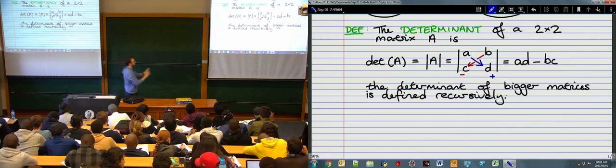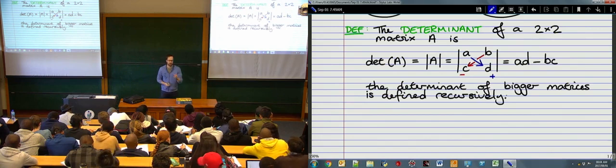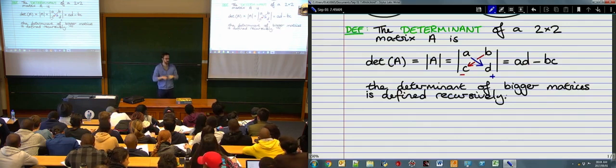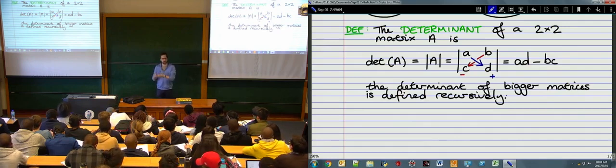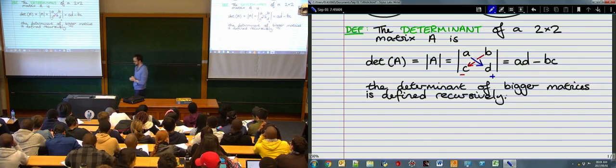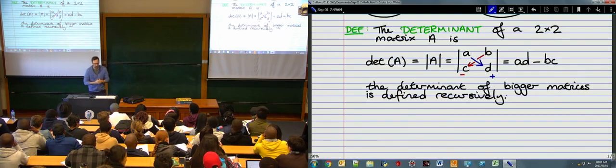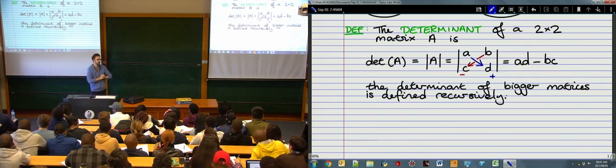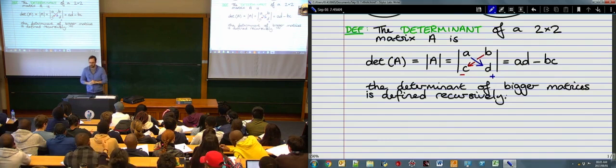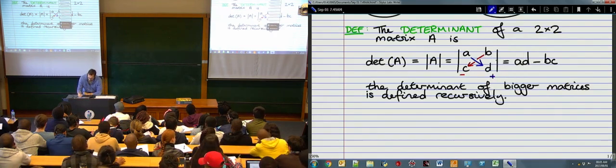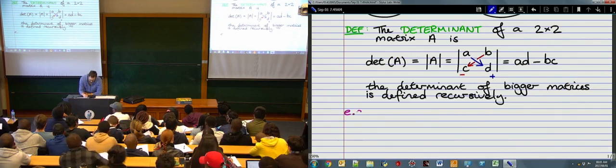And I'm not going to jump in immediately with the recursive definition. It's sort of difficult to just understand the recursive definition. I'm rather going to work through an example, and we'll work through an example of a 3x3 matrix. I'll explain how you calculate the determinant of a 3 by 3 matrix. And once we've done the 3 by 3 matrix, then we'll write down a sort of more formal, more rigorous recursive definition. So let's start with a 3 by 3 matrix.